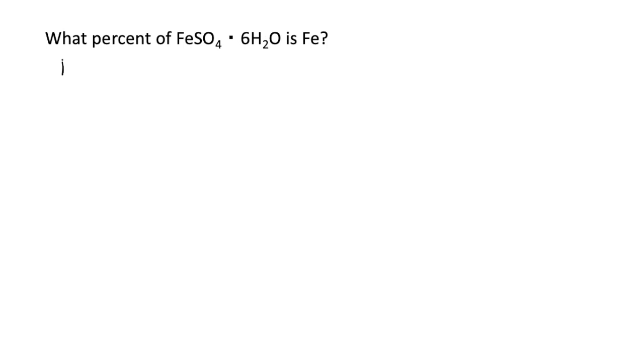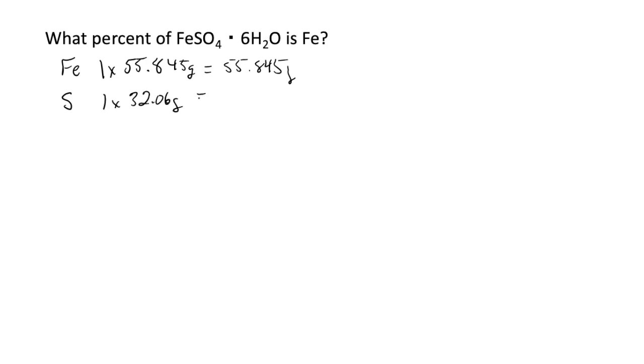For the mass of iron sulfate, it contains 1 iron. And looking at the periodic table, that mass is 55.845 grams, which gives a total mass of 55.845 grams. We have 1 sulfur at 32.06 grams, and 1 times 32.06 is 32.06. And we know this is only 1 sulfur because we do not have the sulfate ion enclosed in parentheses. If it was enclosed in parentheses, then you would distribute whatever is outside the parentheses to the S and to the 4.